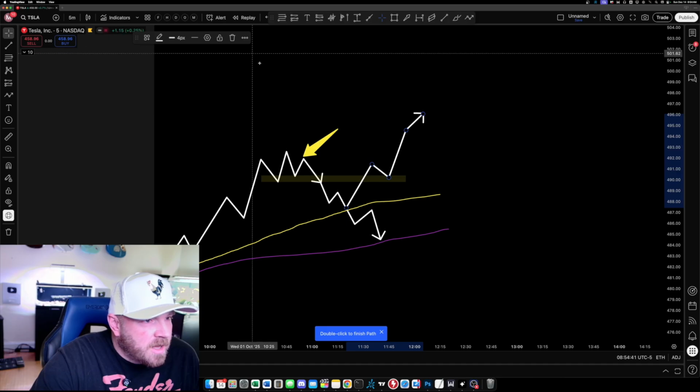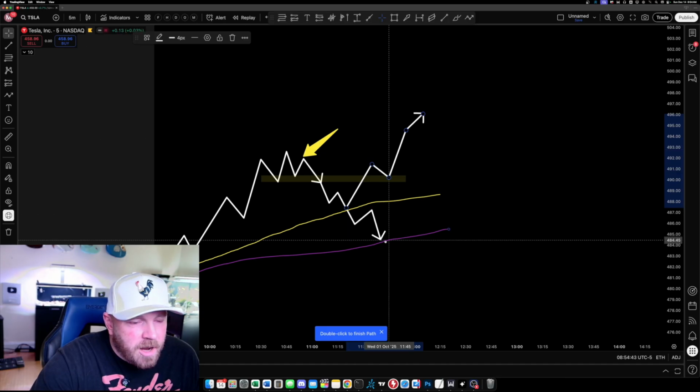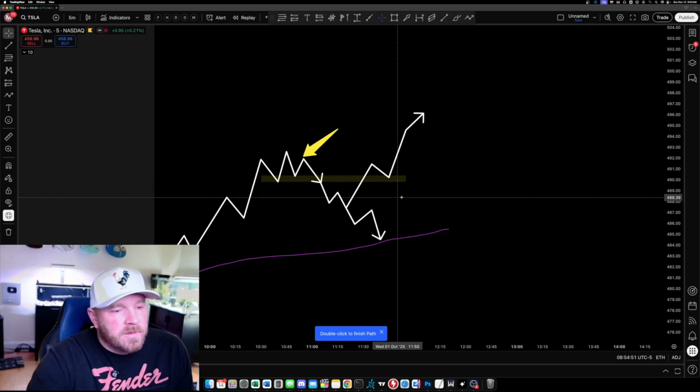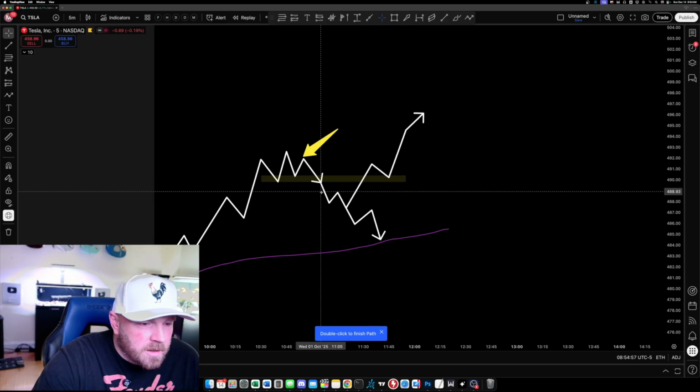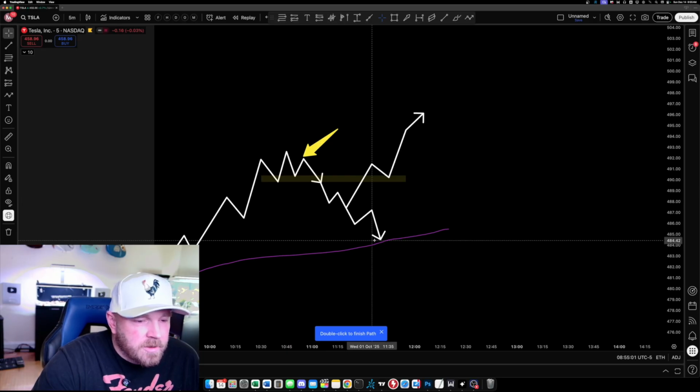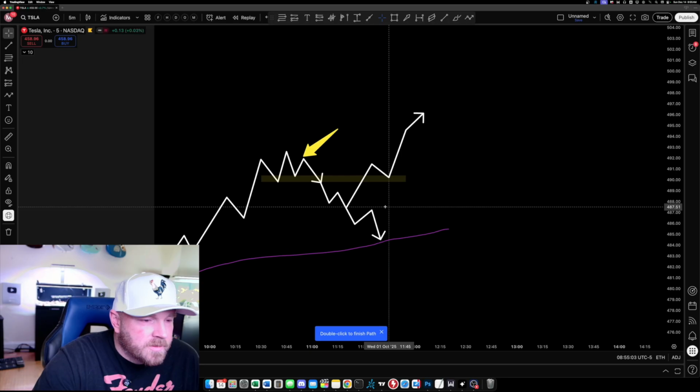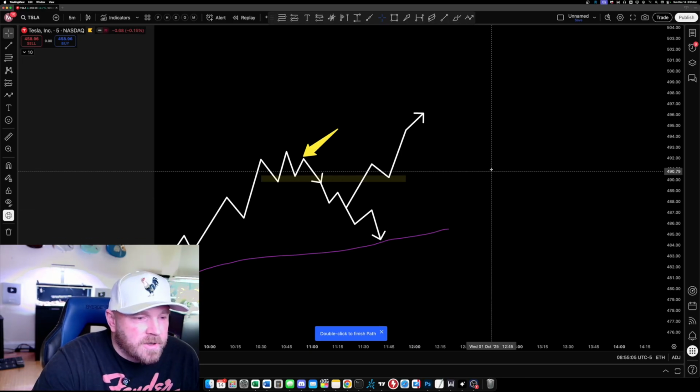If the 50 is not there, then I'd probably be looking to target VWAP. And it would also depend on how strong we get, like a lot of volume coming here, then we might be going all the way down to VWAP. So you just have to kind of look at it.